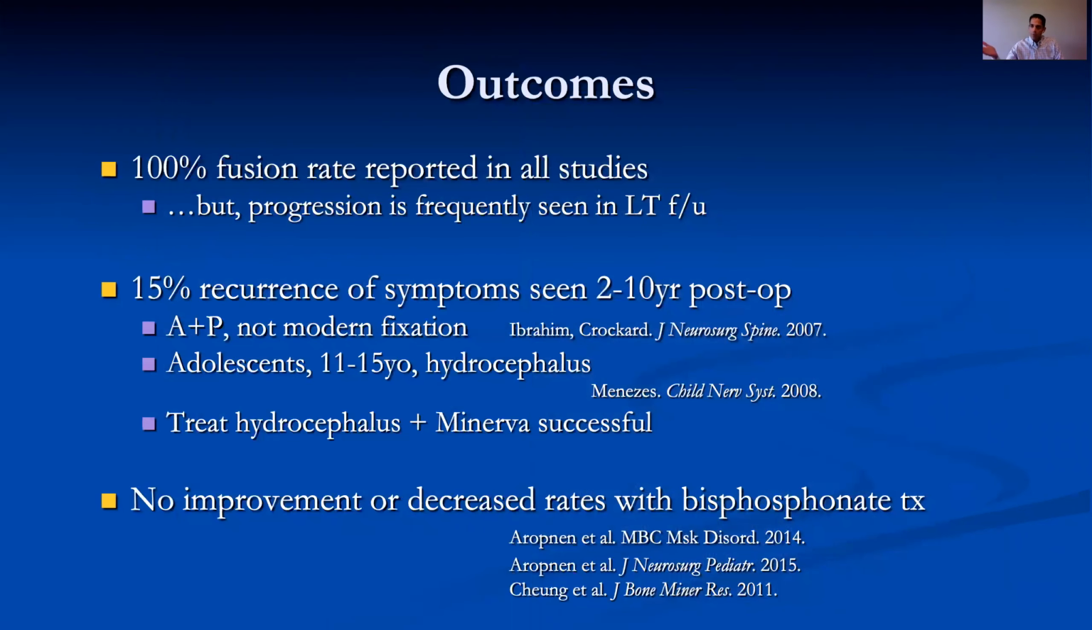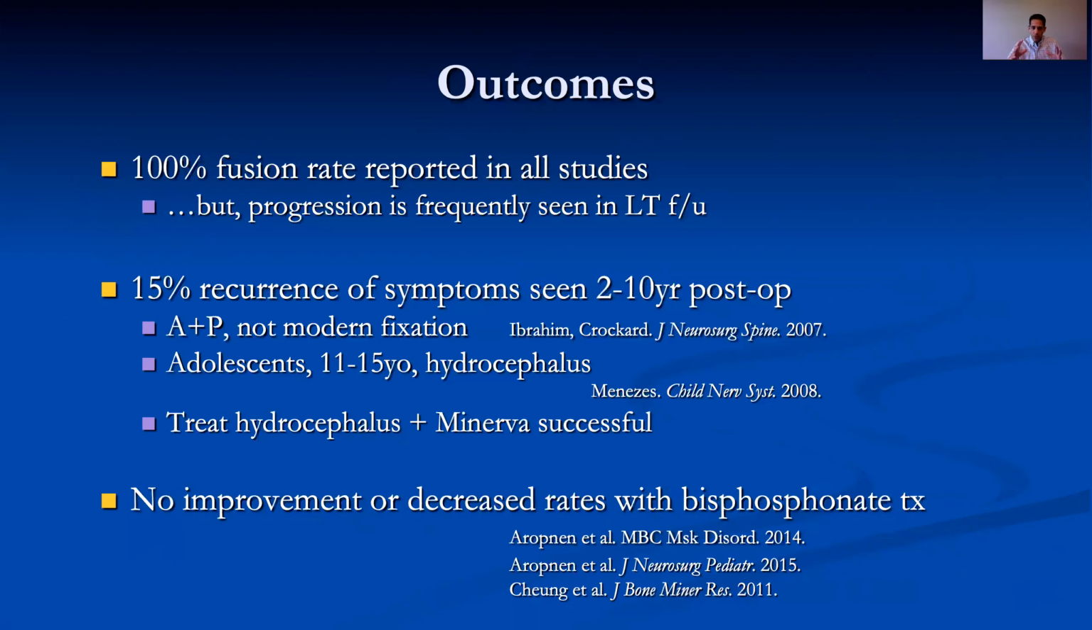So what are the outcomes? How successful is this surgery? Fortunately, we can get a fusion almost all of the time, but sometimes if you follow these patients out for longer periods, the settling will reoccur. It's just hard to get the bone to be strong enough to support the weight. But the minority of patients have recurrence of symptoms after many, many years. And there's, as I said before, no improved results or decreased rates with bisphosphonate treatment.